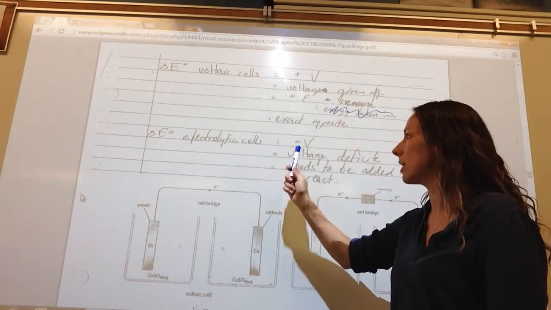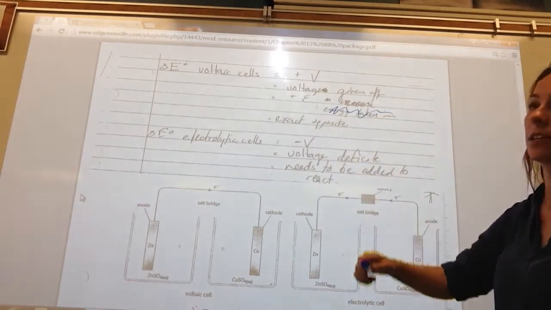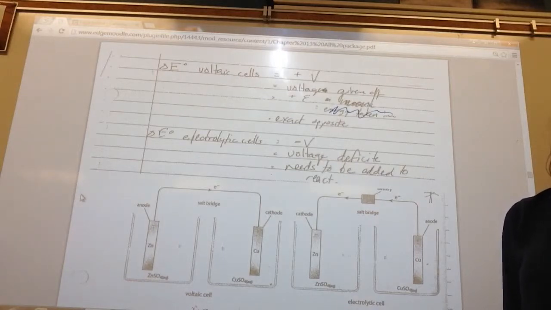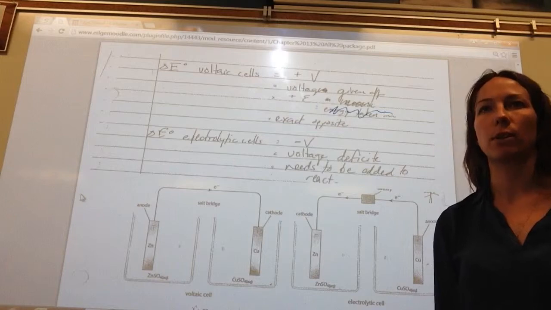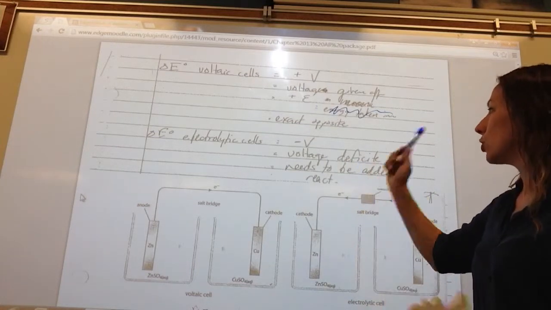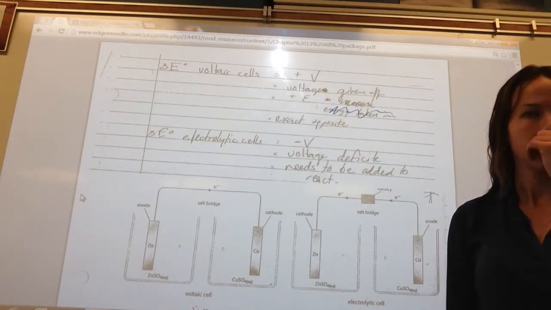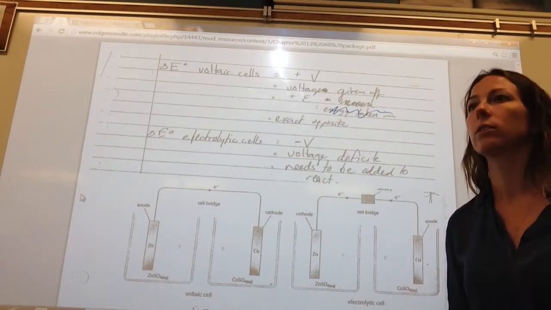The electrolytic cells have negative voltage because it's a negative deficit. It has been put out by that much voltage. You need to replace it. So it needs to be added to react, and the power source adds to it.